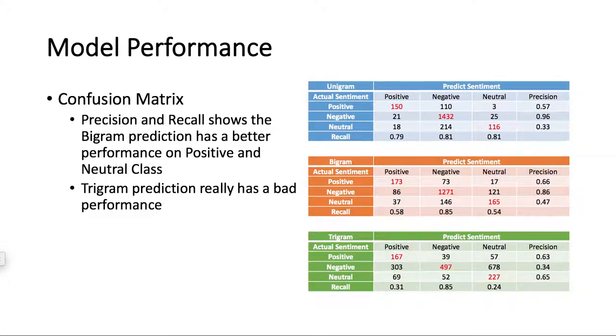Besides taking a look at the classification accuracy table, I also took a look at the confusion matrix. From these three confusion matrices, we can see from the precision and recall for each class that the bigram prediction has a better performance on the positive and neutral classes, while the unigram prediction has a better performance on the negative class, and the trigram prediction really has a bad performance.